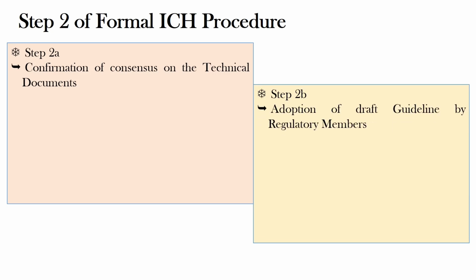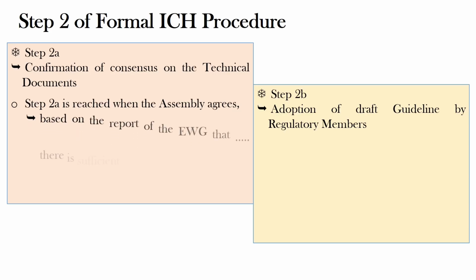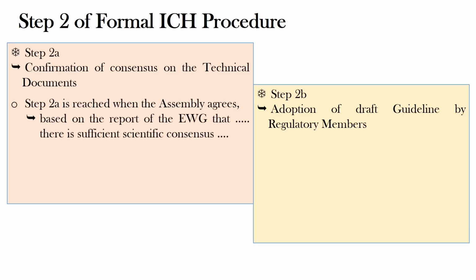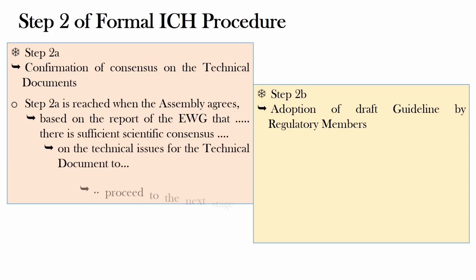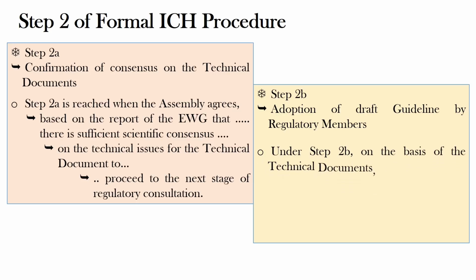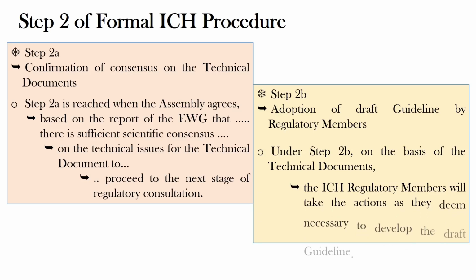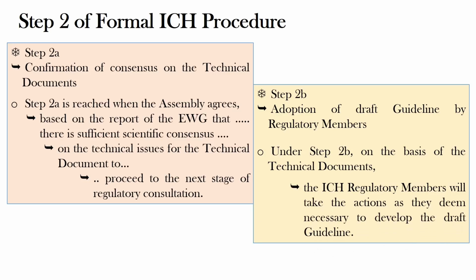Step 2A is reached when the assembly agrees based on the report of the expert working group that there is sufficient scientific consensus on the technical issue for the technical document to proceed to the next stage of regulatory consultation. Whereas under step 2B, on the basis of the technical document, the ICH regulatory member will take the action as they deem necessary to develop the draft guideline.